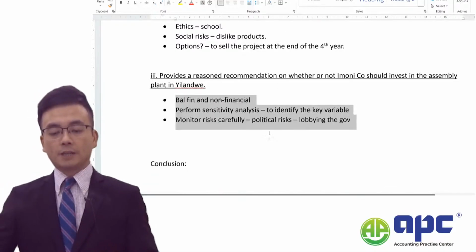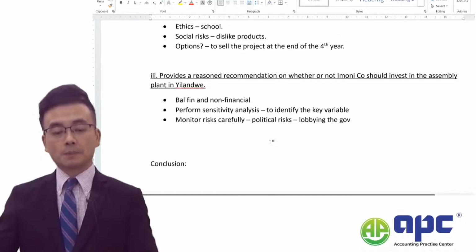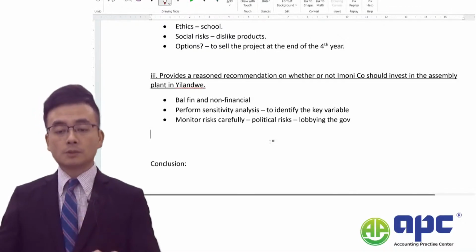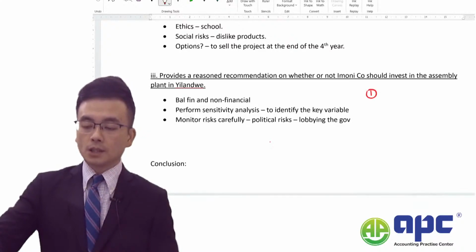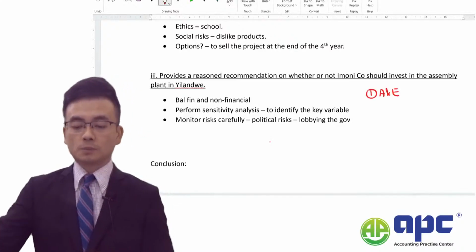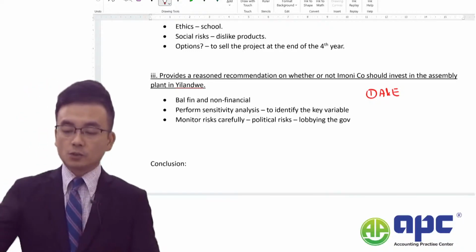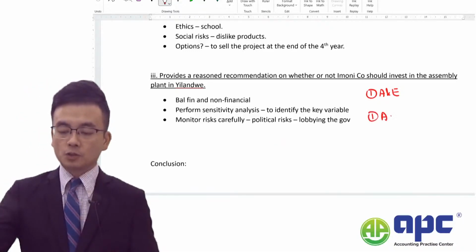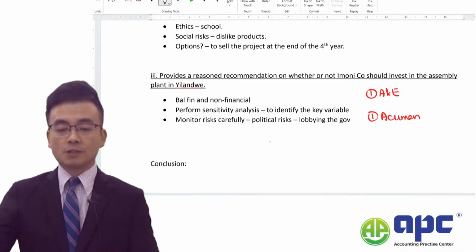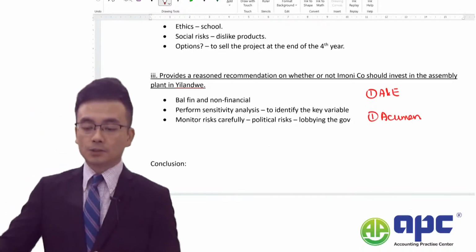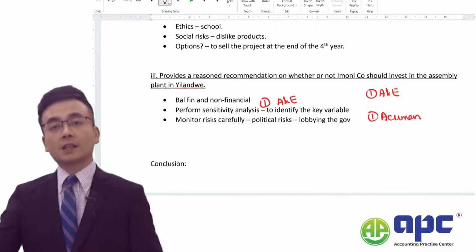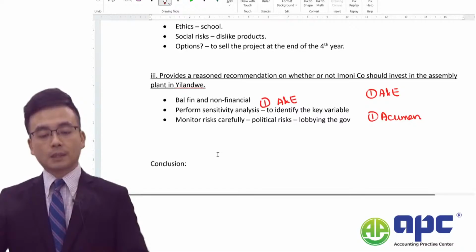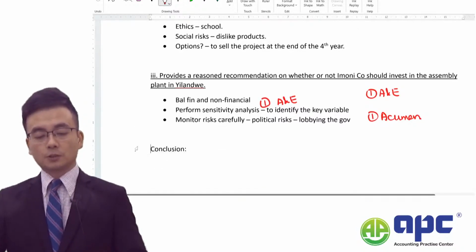Now, in the recommendation, according to the marking scheme, there would be one analysis and evaluation mark if you talk about the recommendation, and one ACCA mark if you talk about something related to real life, and also one analysis and evaluation mark if you talk about sensitivity analysis or the real options.